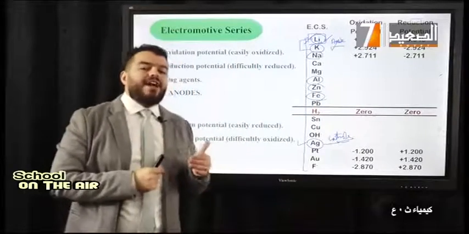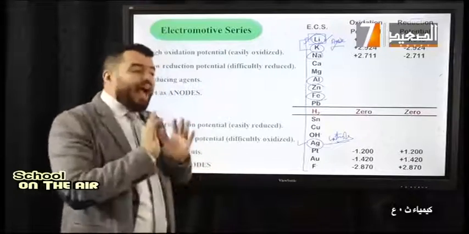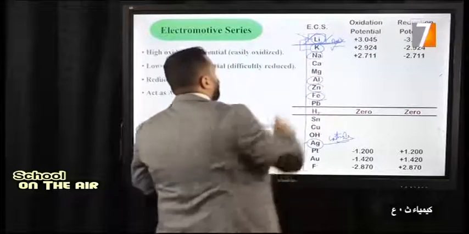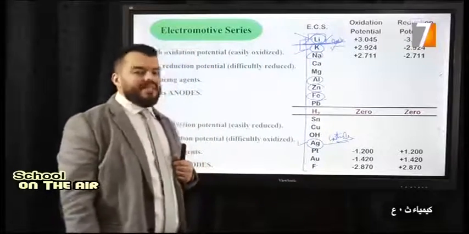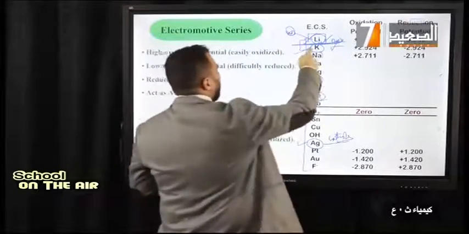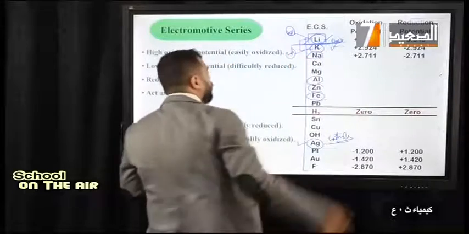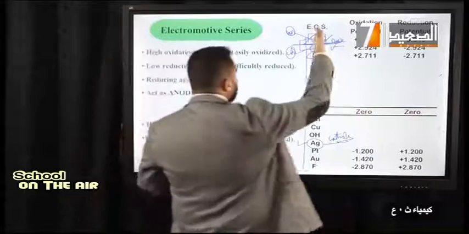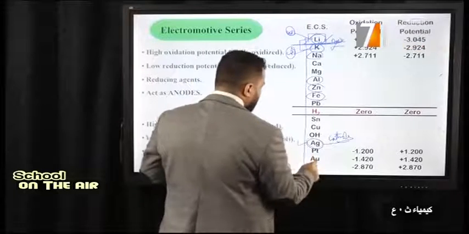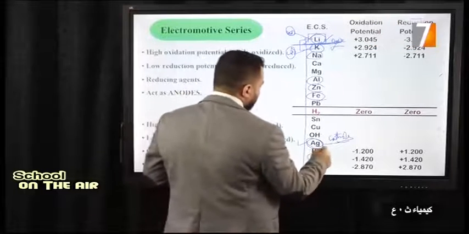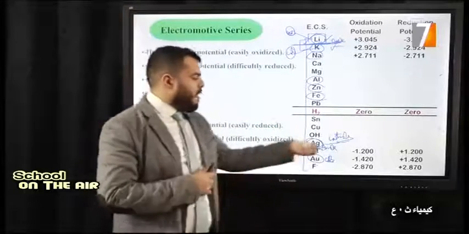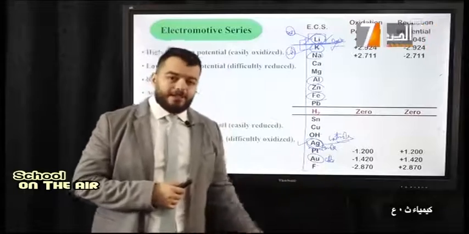Any element can make a galvanic cell with any element below it, and you will be able to discuss who will be the anode and who will be the cathode. Lithium will be the anode with the higher oxidation potential, and potassium will be the cathode with the lower oxidation potential. So lithium will be oxidized and potassium will be reduced. Also, when you choose silver and gold, the silver will be the anode and the gold will be the cathode, because silver lies above the gold in the electrochemical series.